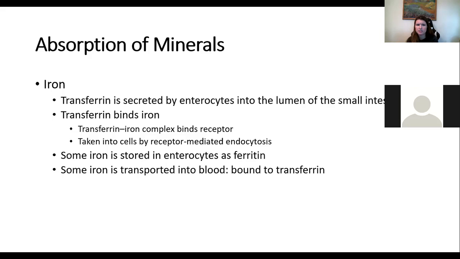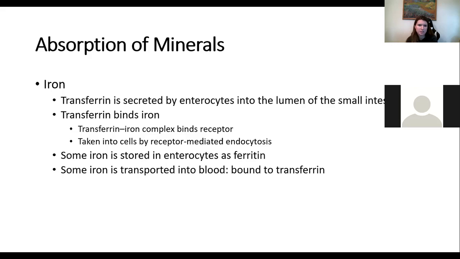So transferrin is secreted by enterocytes, so just like cells in your intestine on those walls, and transferrin binds iron. It's called transferrin because it transfers iron, and fer is a root word that means iron. So transferrin binds onto iron, and then this transferrin iron complex can move through the system.